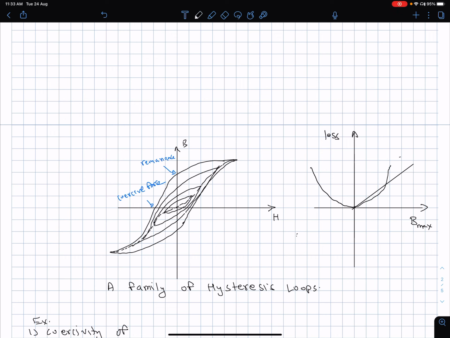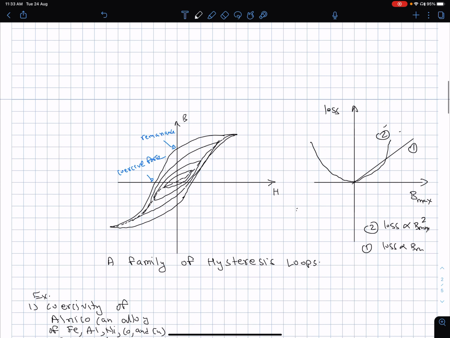This is a loss. If the loss was proportional to Bmax squared, then let's say I would have got curve 2, and I get curve 1 if the loss is proportional to Bmax. No, it actually turns out that it's neither this nor that. It will depend upon the material.